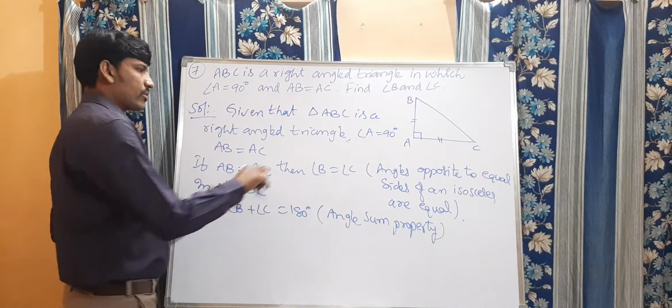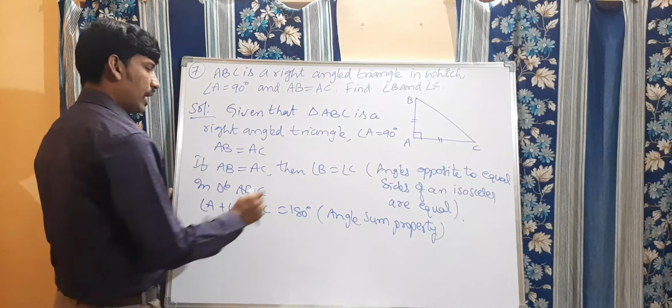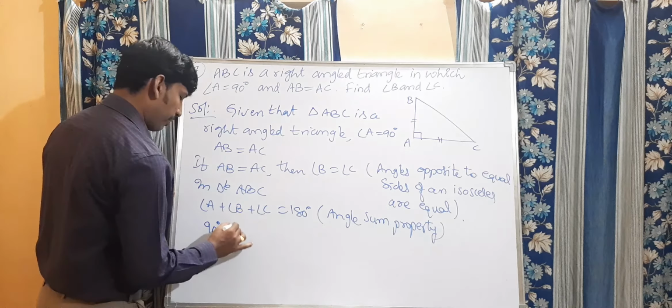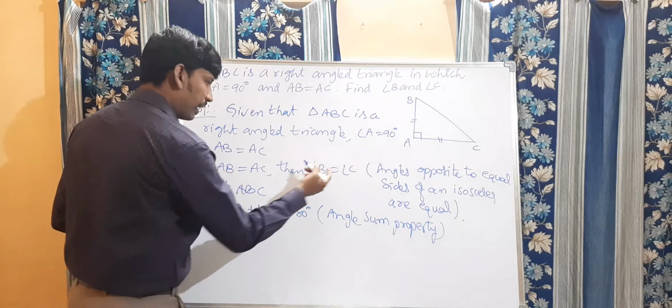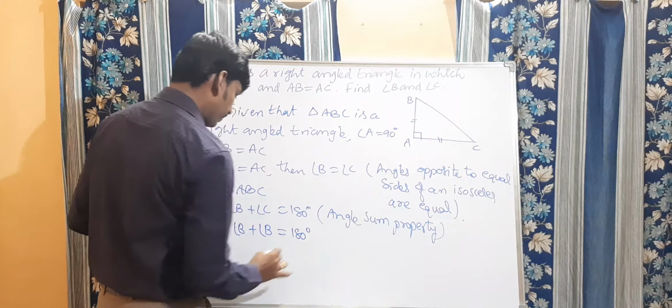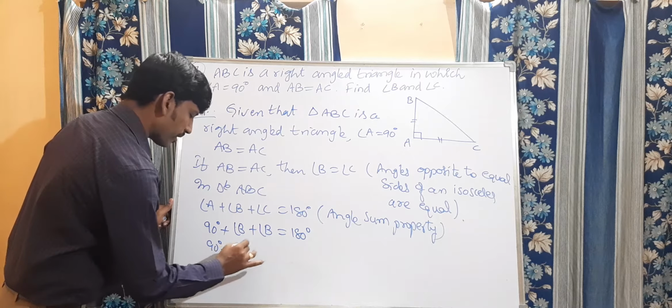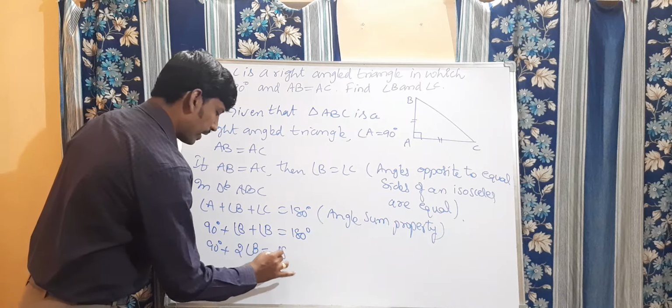But the given angle A is equal to how much? 90 degrees, plus angle B, and angle B equals angle C. I am going to take angle B as it is. Instead of angle C, I am taking angle B, which is equal to 180 degrees. Now, 90 plus angle B plus angle B is 2 times angle B, which is equal to 180 degrees.